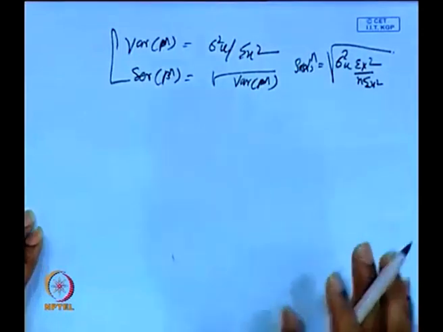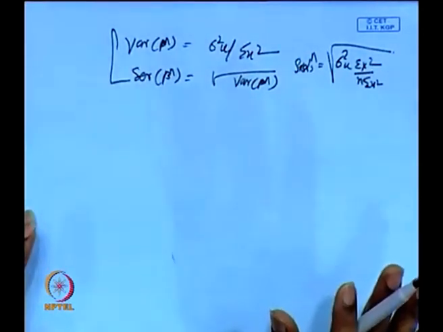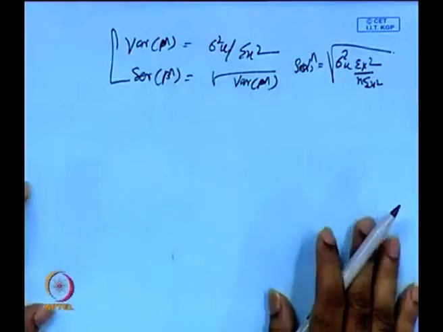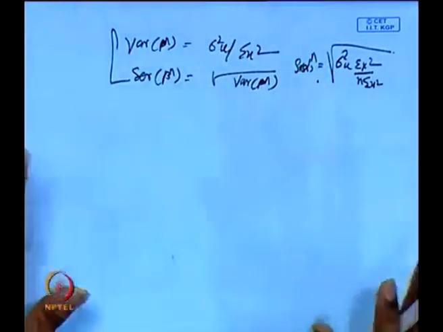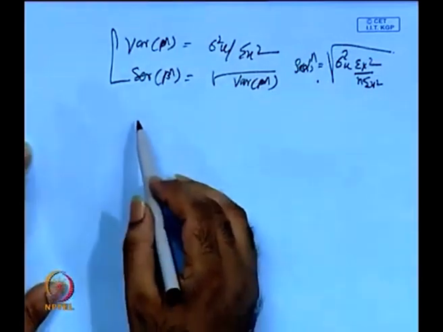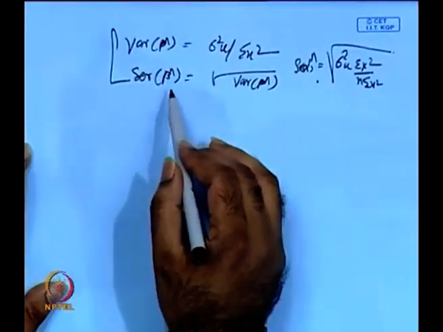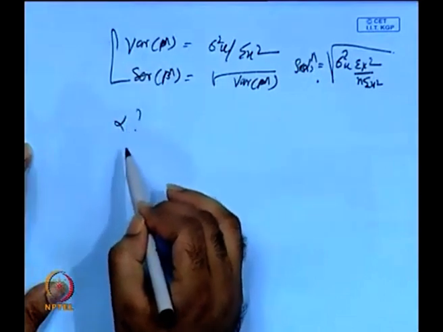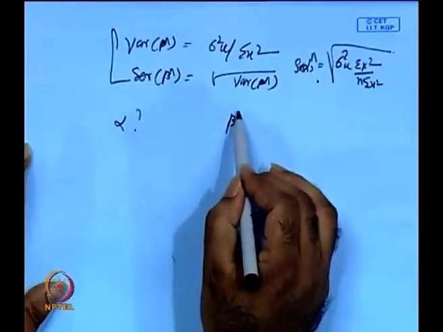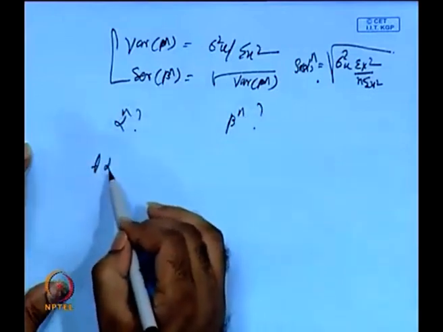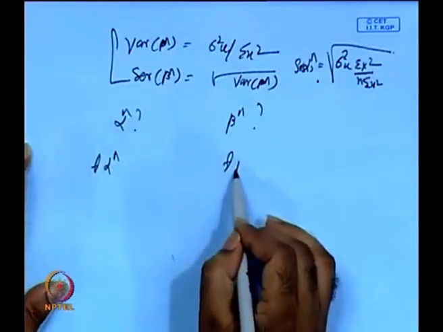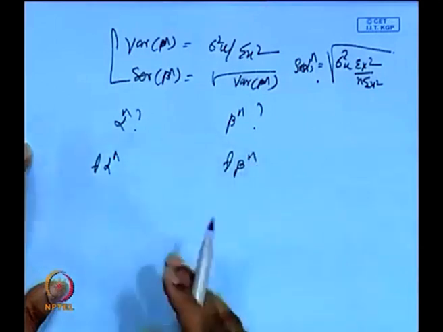So, now, okay, the standard error of this much. Once you have the variance of alpha hat, you can get the standard error of alpha hat. So, what is the issue here? Our objective is to know whether alpha hat is significant or beta hat is significant. So, we need to calculate t of alpha hat and t of beta hat.